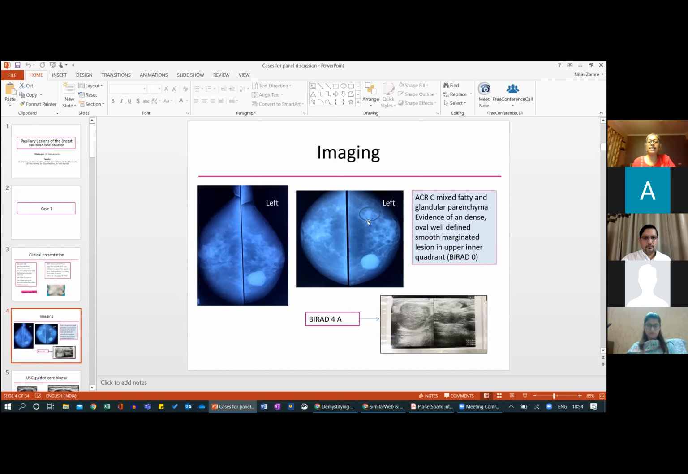It was not as dense as the main index lesion, which was palpable. This lesion was clinically not palpable. She also had an ultrasound picture. Now here I would like to ask Dr. Ritu Verma her impression on the mammography.